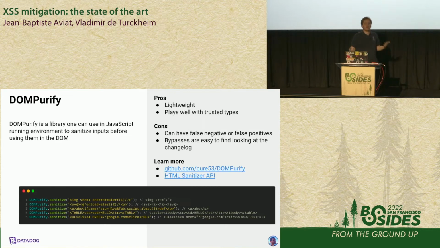But as with any of these kinds of libraries, it can have false negatives or false positives. So one must be really aware of the behavior of DOMPurify when they use it. Also, since it's an open source library, everything is public, and you can find older bypasses in the previous versions of it just by looking at the changelog.